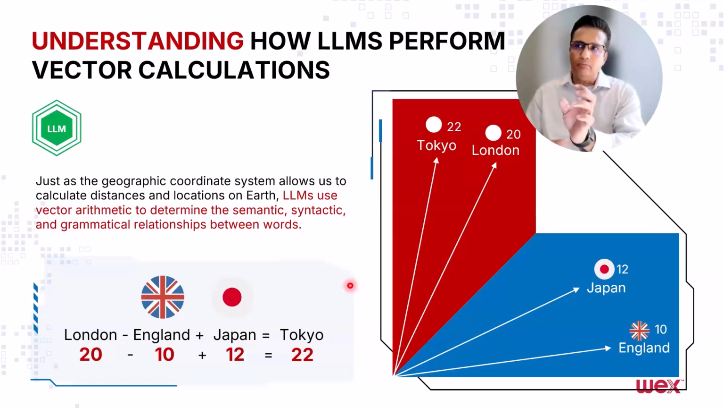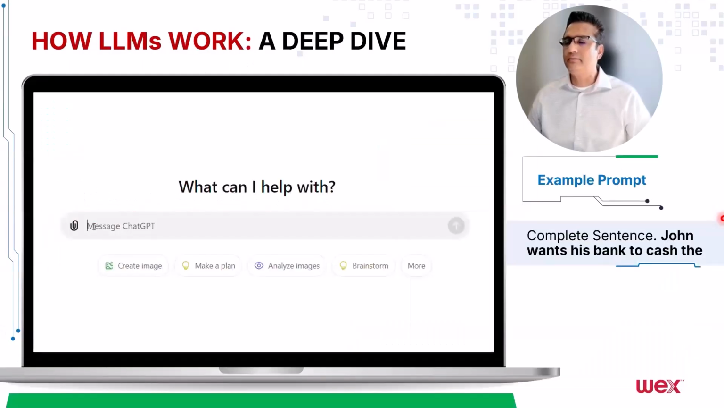And I'll show you a more complex example by taking one exact prompt, and I'll walk you through how the transformer, the LLM, performs that. So now let's take a real prompt example. I'm going to use a prompt on ChatGPT. The prompt is: John wants his bank to cash the. We'll leave anything empty after the word the, and we'll see what it comes up with. Then whatever word it comes up with, I will walk you through step by step how it calculated that word, so you'll have a good understanding.